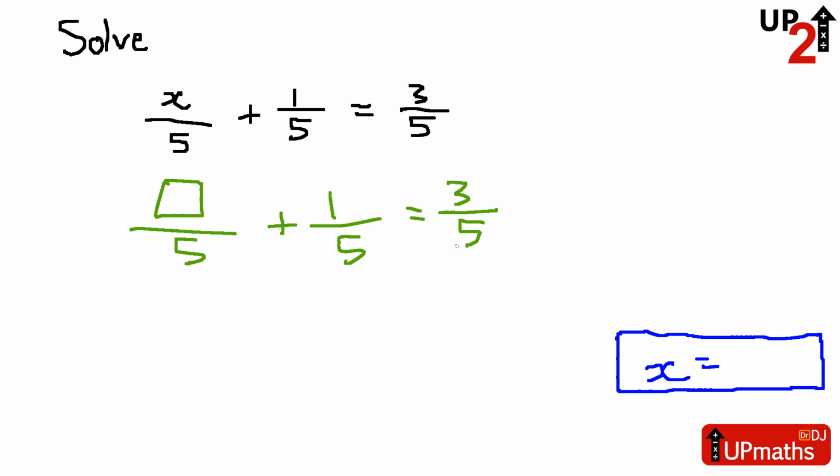1/5 plus 1/5 equals 3/5. Now that doesn't make sense because, wait, hang on. 2 plus 1 is 3. So 2/5 plus 1/5 makes 3/5. So x is 2.